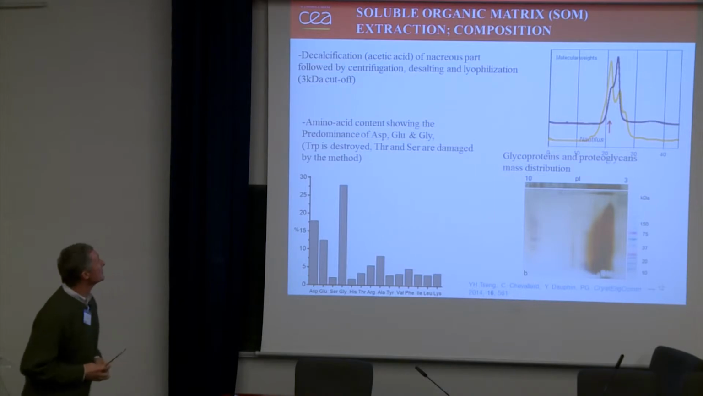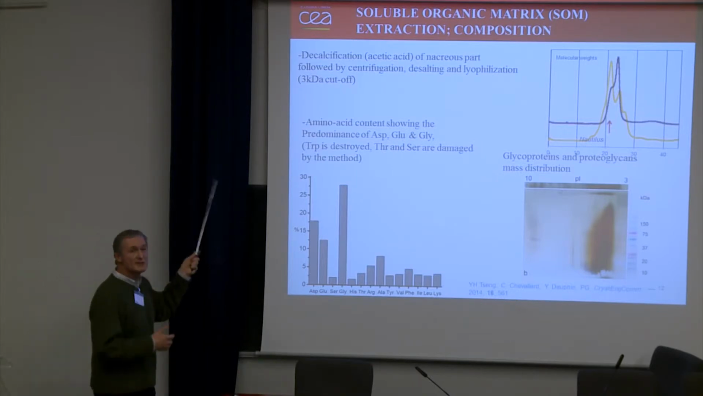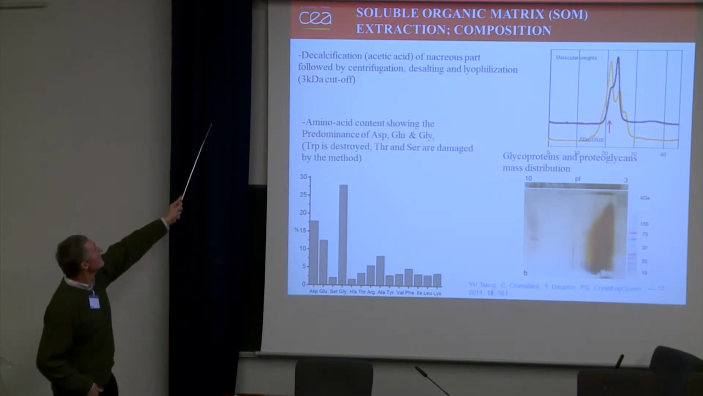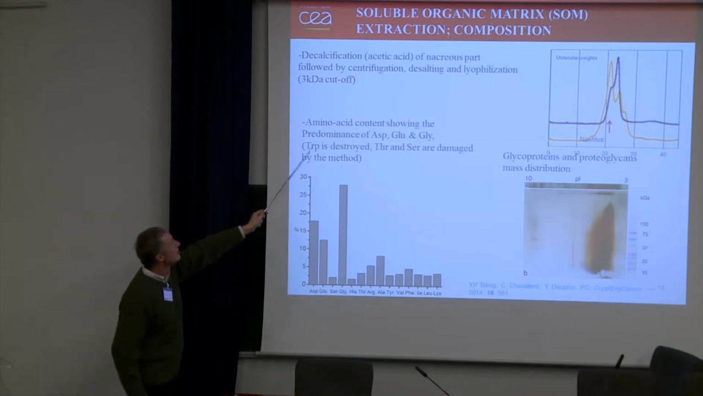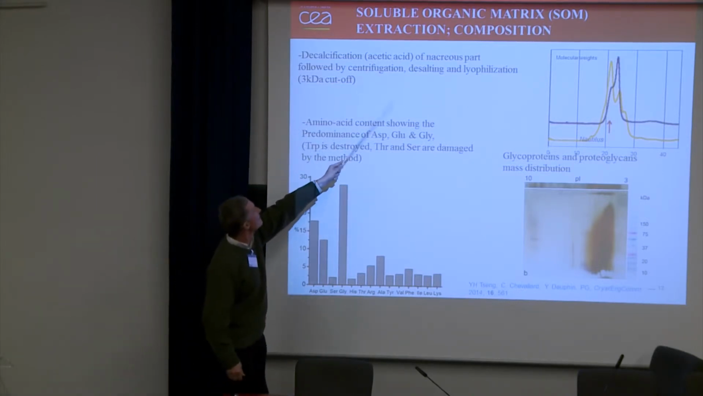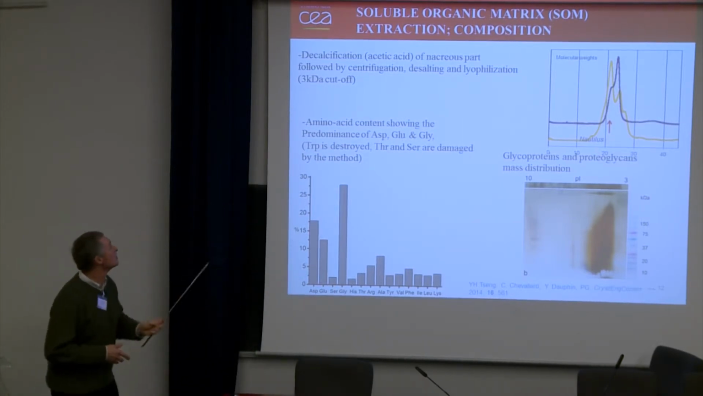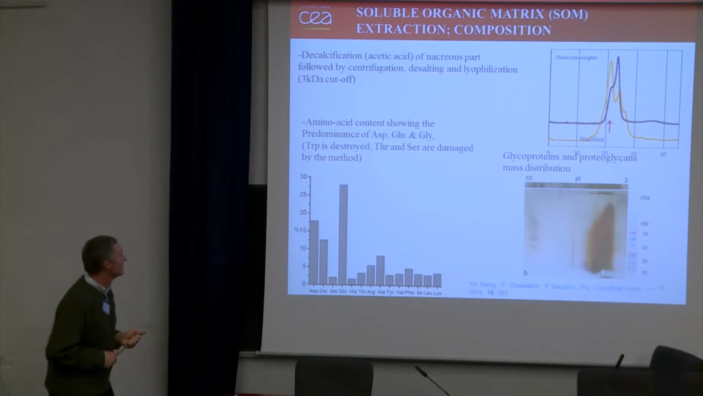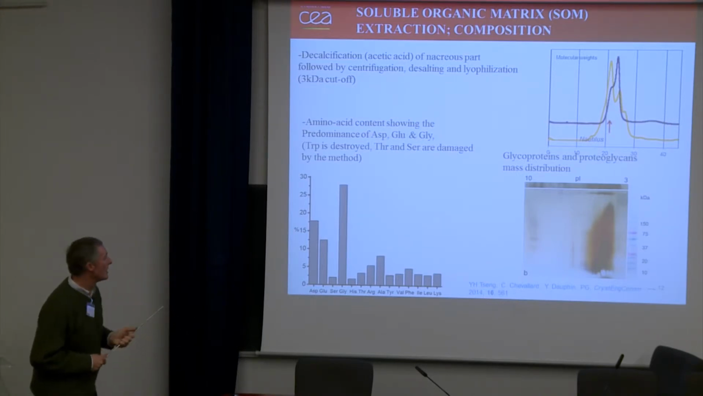So what we have done is to first extract some part of the soluble organic matrix of nacre. We took this Pinctada material and decalcified it with acetic acid, centrifuged, and desalted it, and then recovered the part of the organics which is above 3 kilodalton. Then we can analyze this soluble matrix.